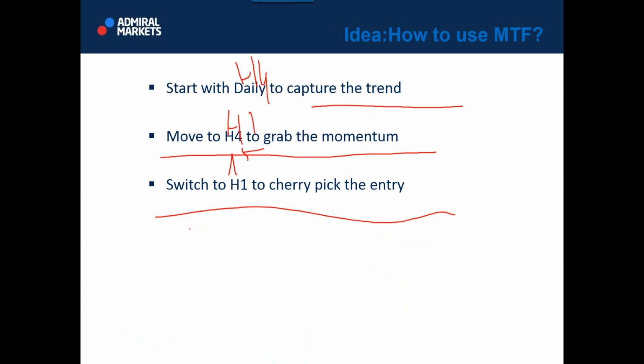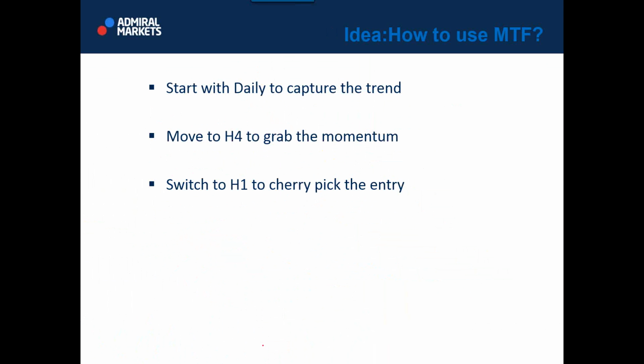The idea of multiple time frame analysis is to capture the trend, the momentum, and cherry pick the entry. You don't need a lot of indicators. You need to see the trend, momentum, direction. Okay? Start with daily to capture the trend, move on to 4 hour to grab the momentum, switch to 1 hour to cherry pick the entry. Or start with 4 hour to capture the trend, 1 hour to grab the momentum, 15 minutes to cherry pick the entry. This is the general idea.